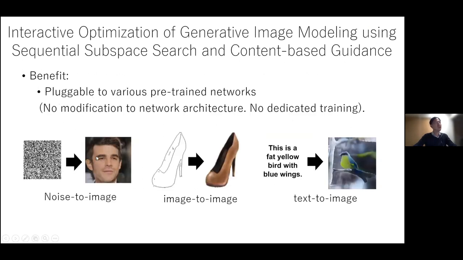So the system can just use a neural network as a black box. So no need to get internal information. The user just sees the result, gives feedback, and changes parameters, and sees the result, and changes parameters. So we can apply the same idea, same architecture, to many applications, like noise to image synthesis, or image to image translation, or text to image translation. Whenever the system gets some latent variable, we can change the latent vector, and then control the result. So that's the idea.